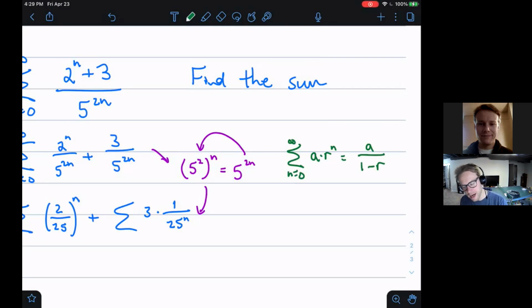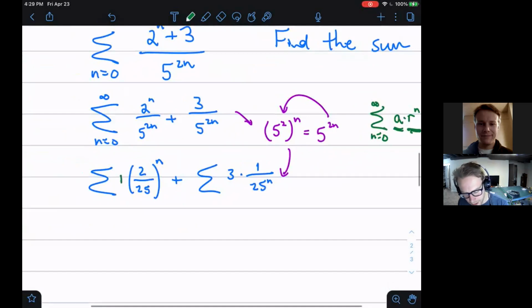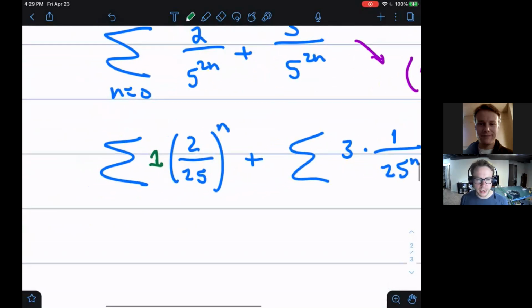And so we're trying to get just one thing for each one of these pieces that's raised to the nth power. That's going to be our r. And then whatever kind of coefficient we have here, that's going to be our a. So all that to say, if you'd like to, you can write a 1 right here, because that's going to be our a for this. We can always multiply by 1 and that doesn't change anything.